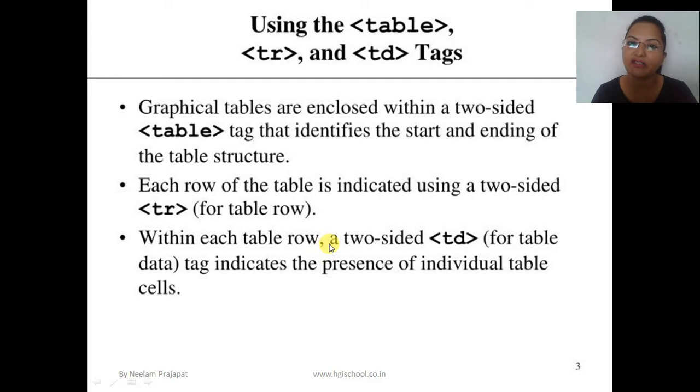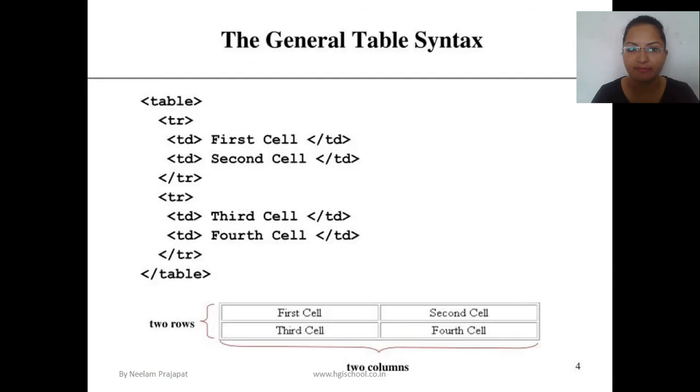Then within each table row, a two-sided td will be there. Okay, every row, you know very well, will have data inside it. Okay, in the first row, if there are two data, then we have to put two tds inside it, and every td will start with an opening tag and close with a closing tag. So let's see the structure.